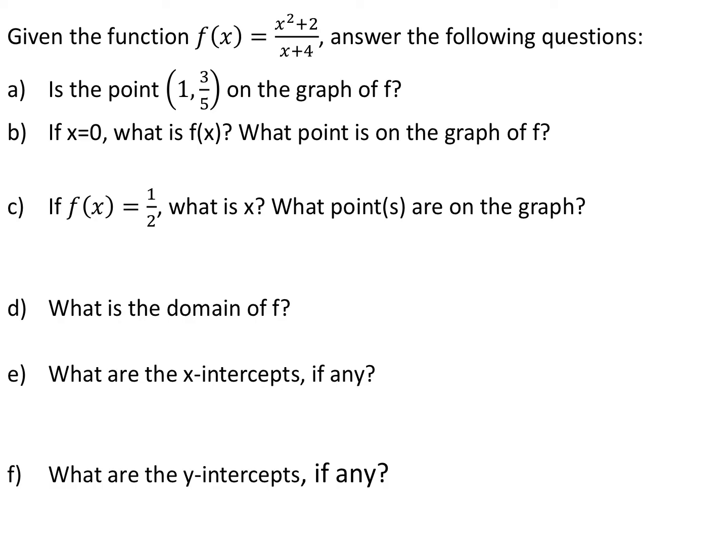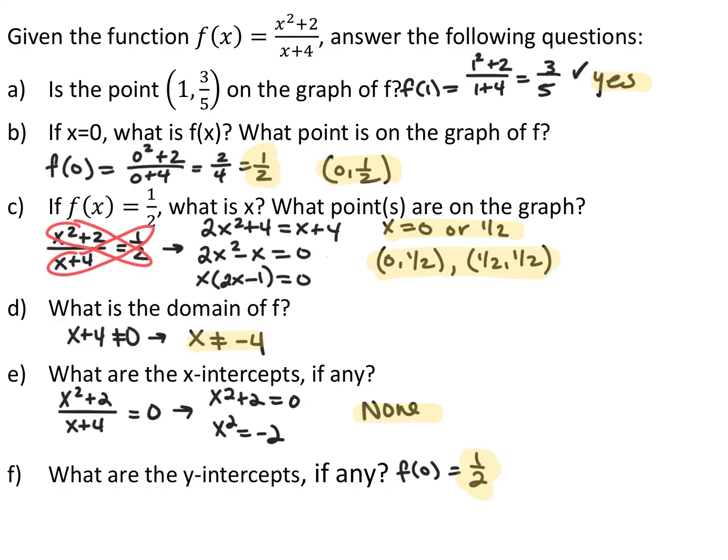This one, they give us the function f of x equals x squared plus 2 over x plus 4, and they're asking us similar questions, but they gave us the function instead of the actual graph of it, but they're asking us questions about the graph. So go ahead and pause the video and try these. Part A says, is the point (1, 3/5) on the graph of f? I plugged in 1 and I got 3/5, so yes, that's the definition of being on the graph of the function.